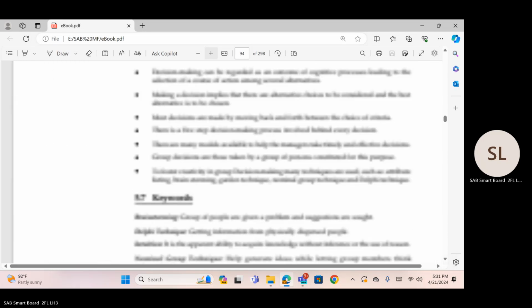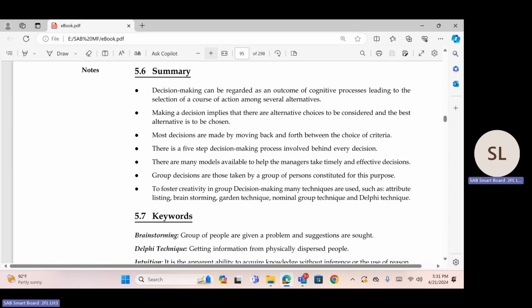These are summary points. Decision making can be regarded as an outcome of a cognitive, psychological process leading to the selection of a course of action among alternatives. Another similar name for alternatives is courses of action, or options. Making a decision implies that there are alternative choices to be considered and the best alternative should be selected. Most decisions are made by moving back and forth between the choice and the criteria. In evaluation, it should happen.